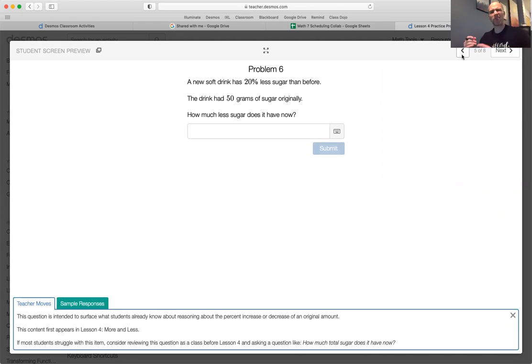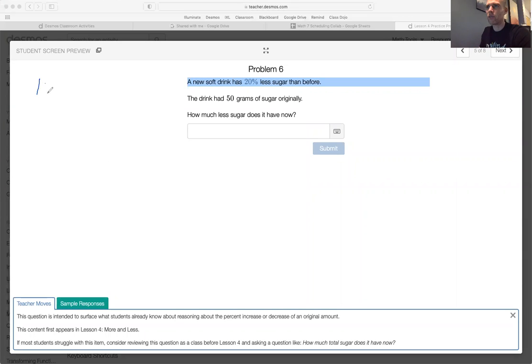Or you could think, okay, if 20% of the sugar is gone, that means 80% of the sugar remains, right? Because the original amount is 100%. That's like your whole. So you start with 100% of the original amount of sugar, but you're reducing it by 20%, and so you're left with 80% of the original amount. This is the way I like to do these questions.